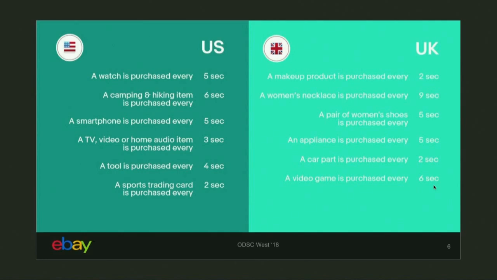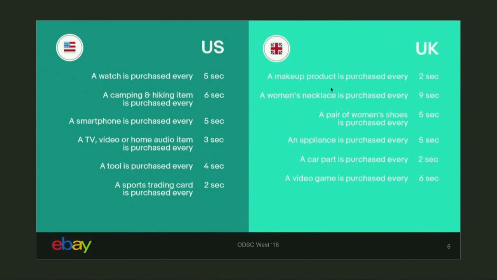This one shows the kind of traffic we get from the US and UK. The thing I would like you to pay attention to is that you can see there are different kinds of inventory for different sites. Let's say watches in the US, camping and hiking and so on. In the UK, there are more brand related things. So depending on the inventory and the traffic, you may want to optimize your models to bias towards certain categories, right? So that your revenue is increasing. That's the thing I'm trying to show here.